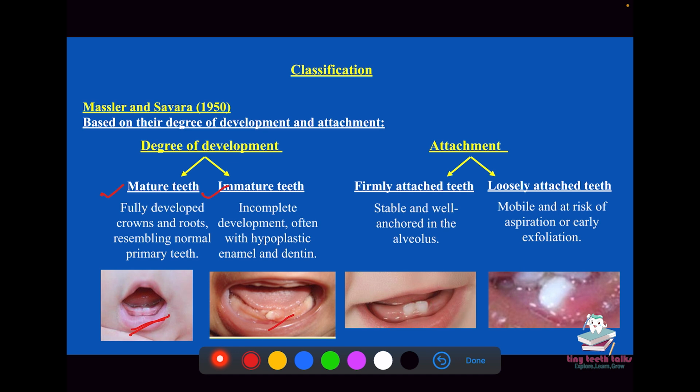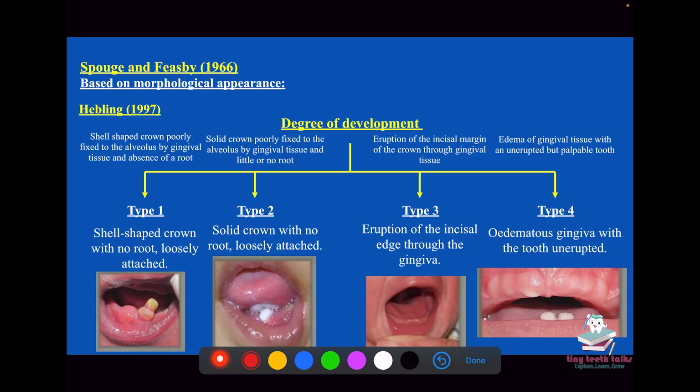In attachment, firmly attached and loosely attached. Firmly attached teeth are stable and well anchored in the alveolus, and loosely attached teeth are mobile and at risk of aspiration or early exfoliation. Then Spouge and Feasby in 1966 gave a classification based on the morphological appearance. The same classification was modified by Hebling in 1997. So these are the Spouge and Feasby classification of 1966, and these are Hebling's of 1997.